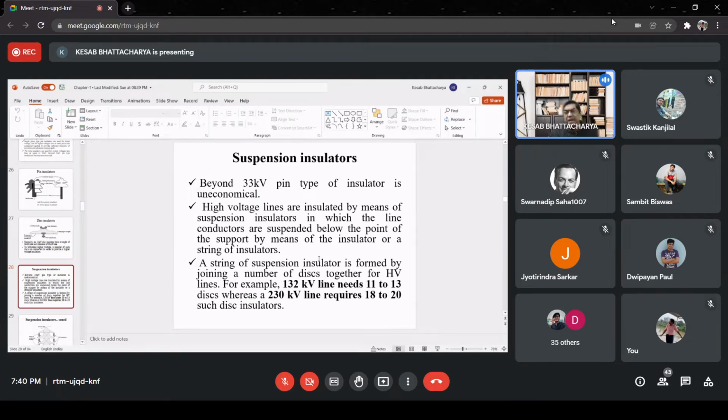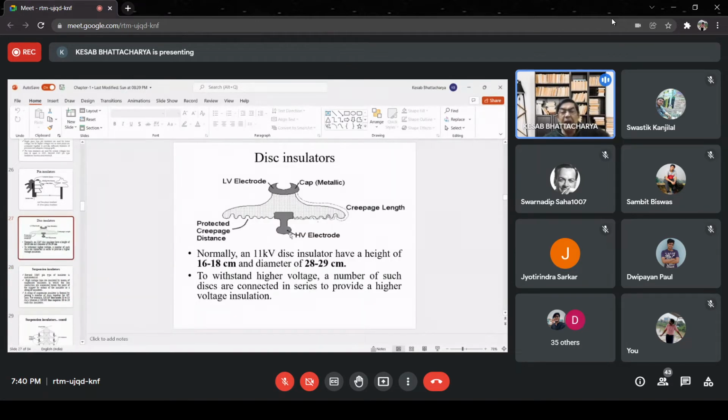Now, a string of suspension insulator is formed by joining the disc insulators together. If we go back to the diagram of the disc insulator, you will see this is the high voltage electrode at the lower end of the disc insulator.